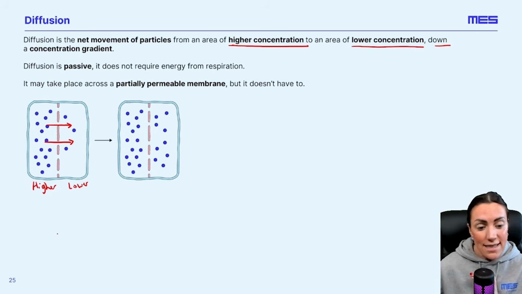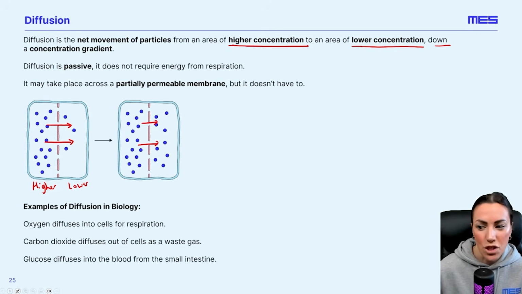In that case, there's no concentration gradient anymore, so diffusion would stop. The concentration gradient is just the difference in concentration. So once equilibrium has been reached, we would say there's no longer a difference in concentration, or there's no longer a diffusion gradient, so diffusion would stop.